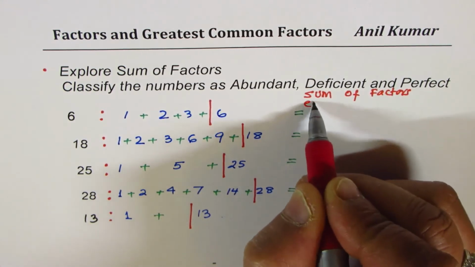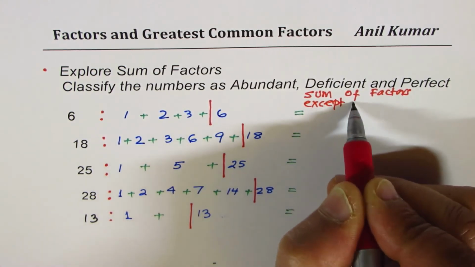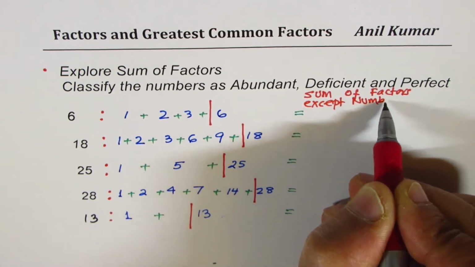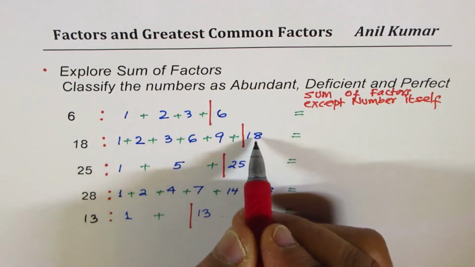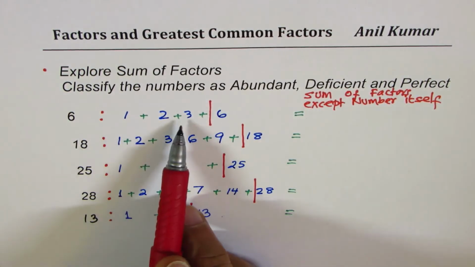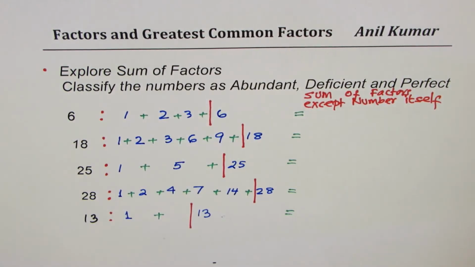Factors except the number itself. Is that okay? So we'll not include the number, but we'll write the sum of all other factors. Does that make sense to you? Okay, so let's do it.